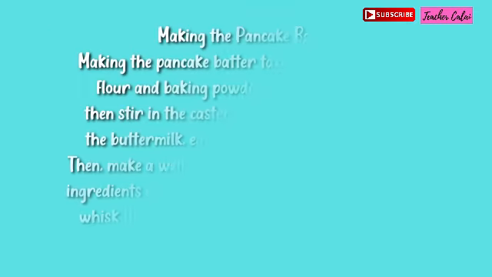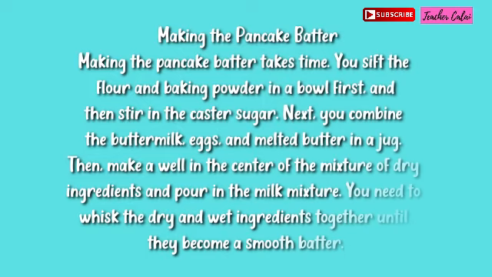Example, making the pancake batter. Making the pancake batter takes time. You sift the flour and baking powder in a bowl first and then stir in the caster sugar. Next, you combine the buttermilk, eggs, and melted butter in a jug. Then make a well in the center of the mixture of dry ingredients and pour in the milk mixture. You need to whisk the dry and wet ingredients together until they become a smooth batter.